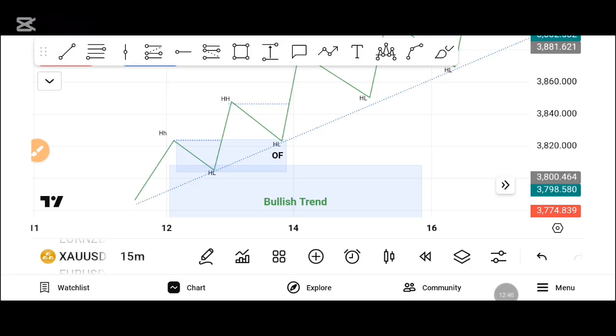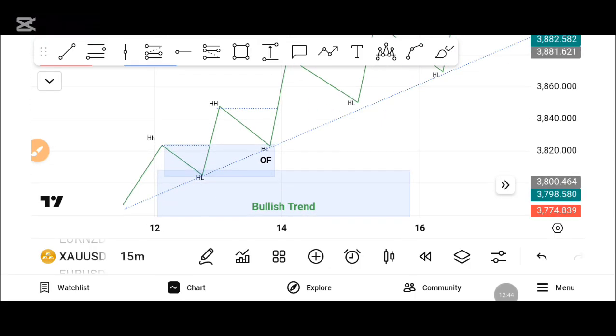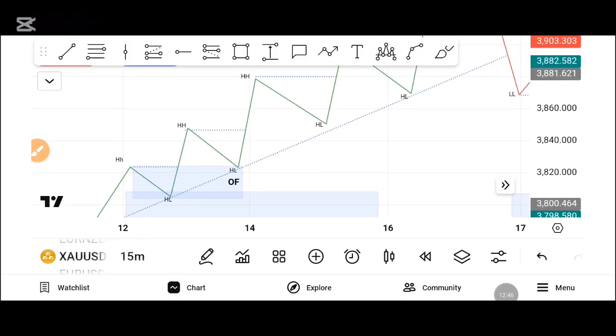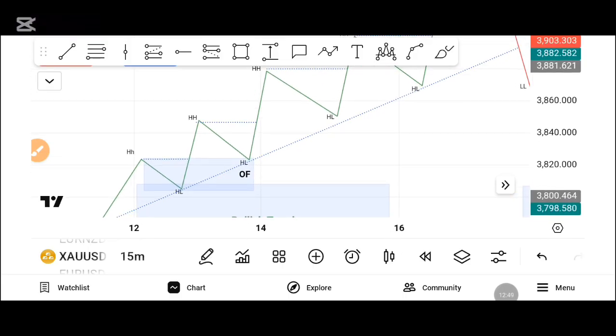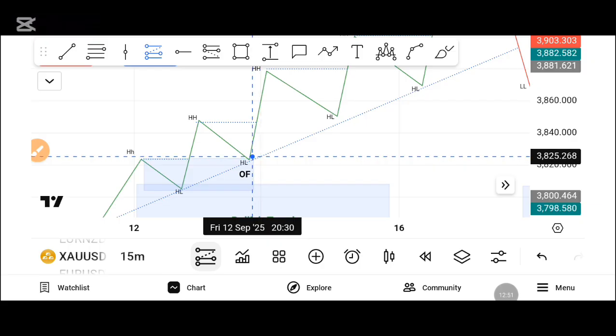I will also show you how to identify your order flow. Your order flow is your POI. You trace here, so you can bring out your long position here and place a buy here.